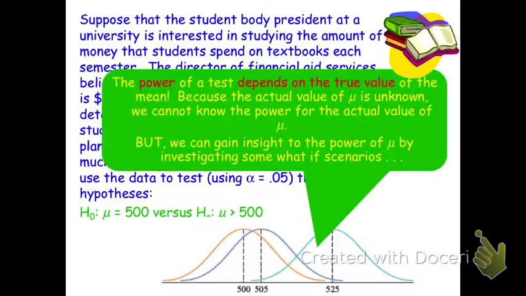So the power of a test depends on the true value of the mean. Because the actual value is unknown, we cannot know the power. A lot of times what people will say, because what's the probability of a type 1 error? Alpha. So type 1 is alpha, and that is always given to us.